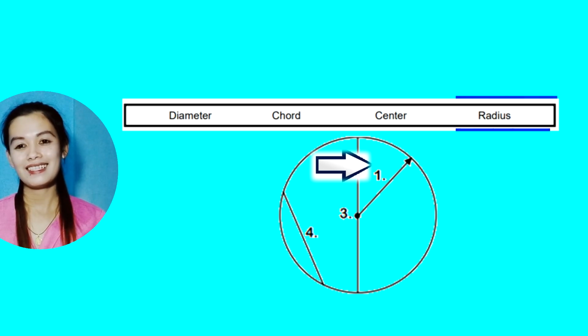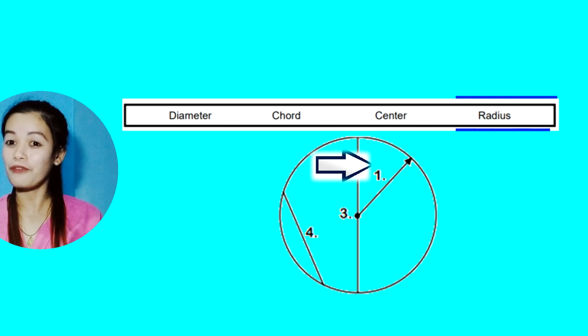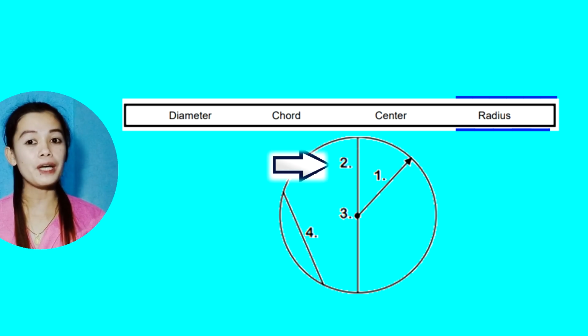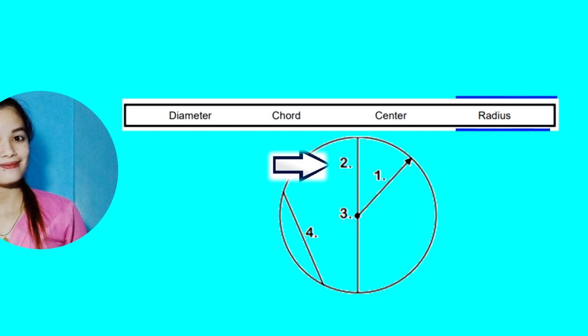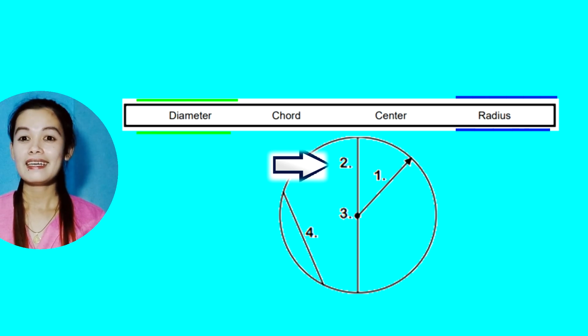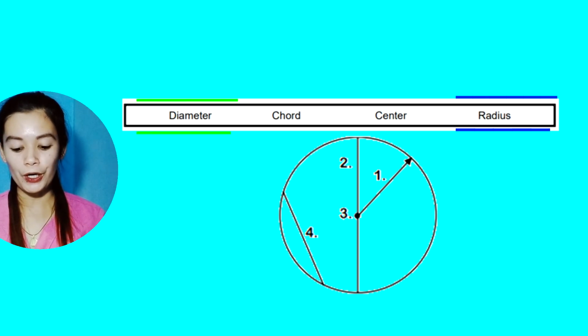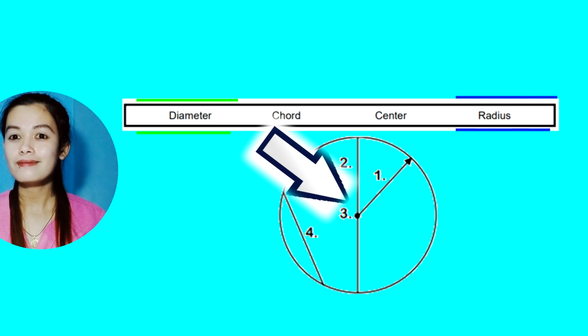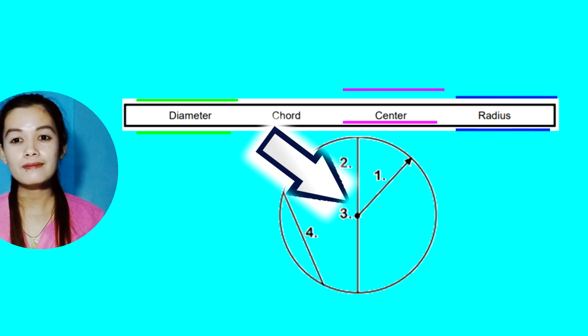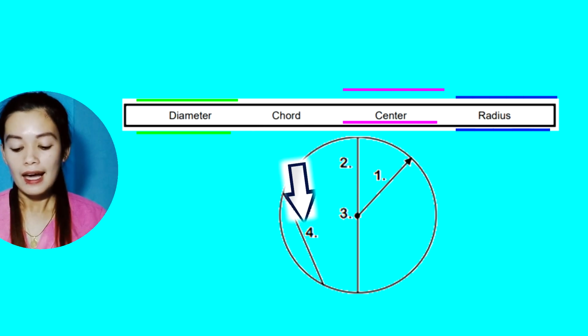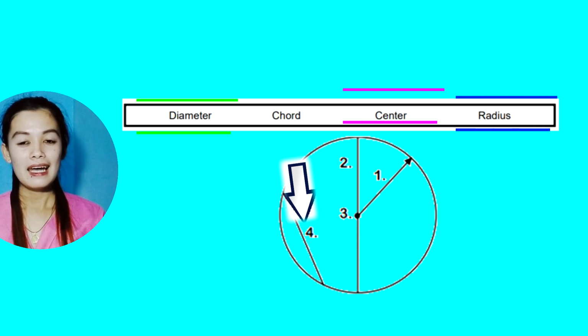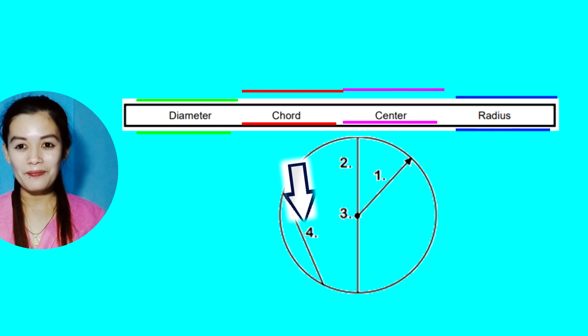It's the radius. Very good. Now, for number 2, it's the diameter. Number 3, the point 1, it's the center. And number 4, that's what you call the chord. Very good, kids. I will be presenting a problem with you.